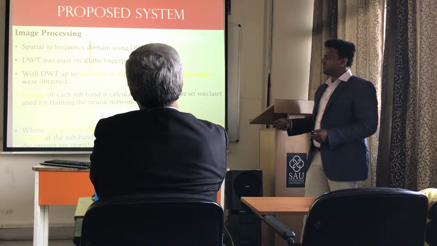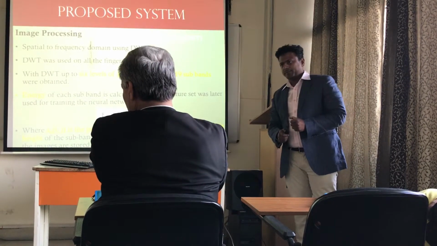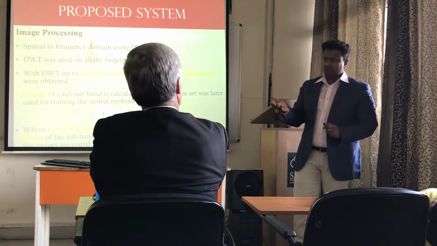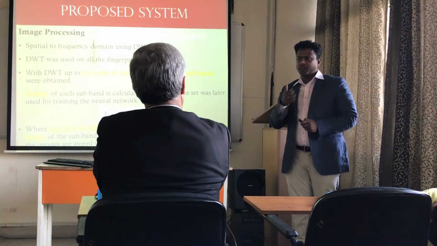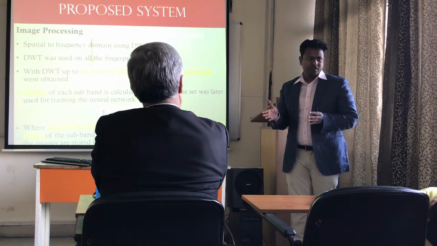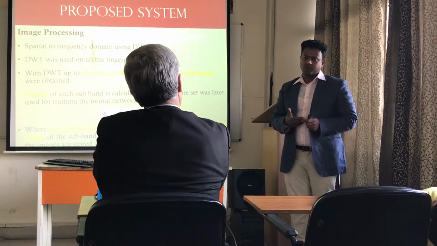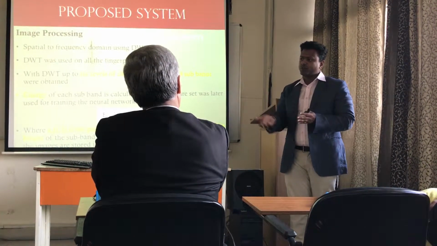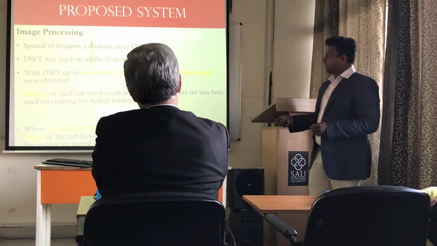With DWT, 6 levels of decomposition were done and 19 subbands were obtained. Now the low bands had the proper energy levels which were useful for us. There are different types of bands: low, high, low. What we used was the low bands, which were more useful for us. Once we go to the frequency domain, we start calculating energies, so the energy of each subband is calculated here.